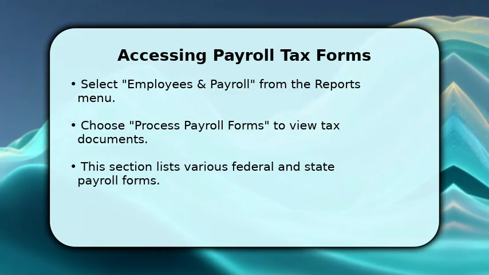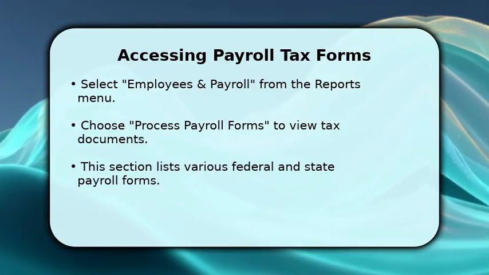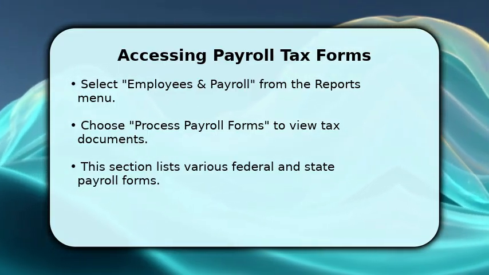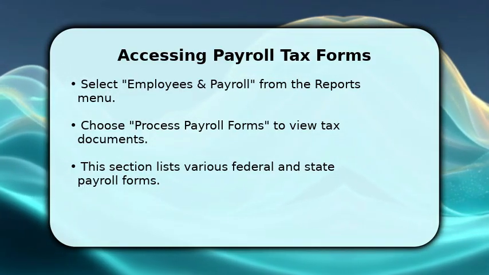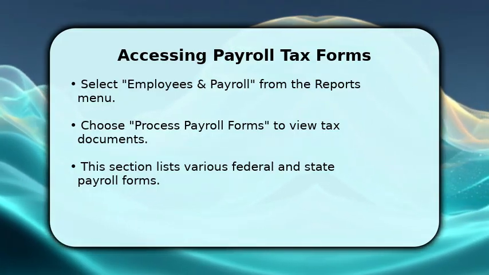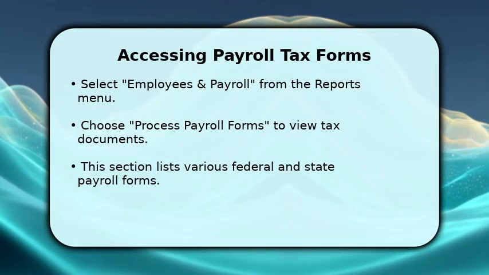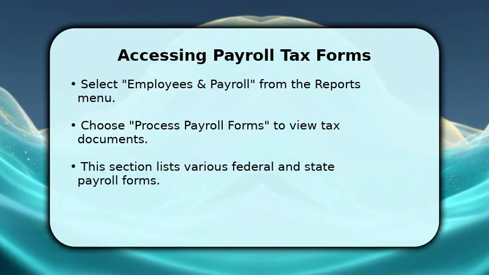From the sub-menu that then appears, select Process Payroll Forms. This crucial step will take you to a dedicated screen where all your payroll-related tax forms are conveniently organized. You'll clearly see options for both federal and state forms listed here.